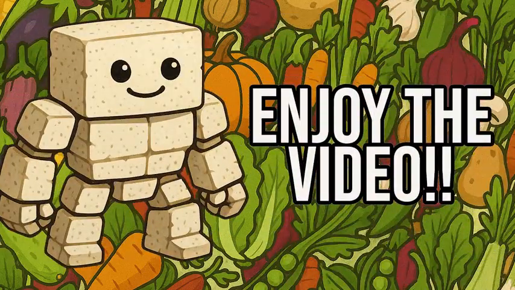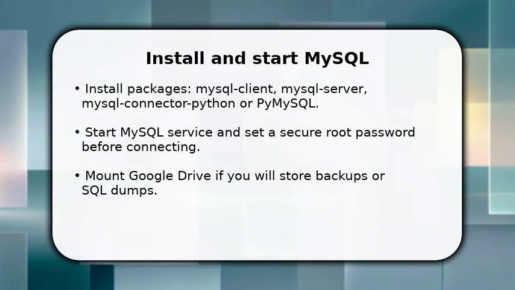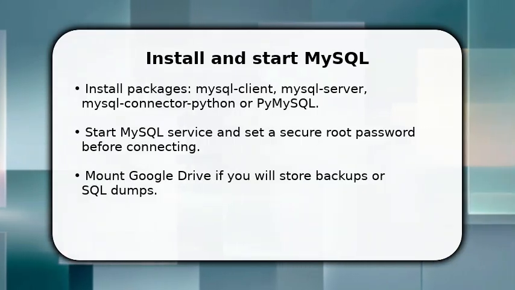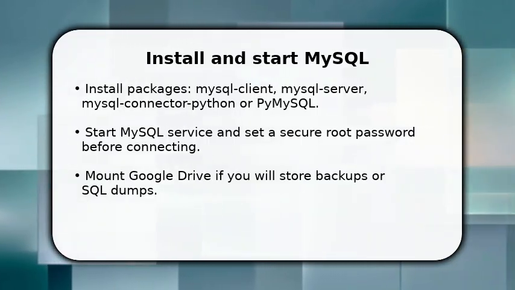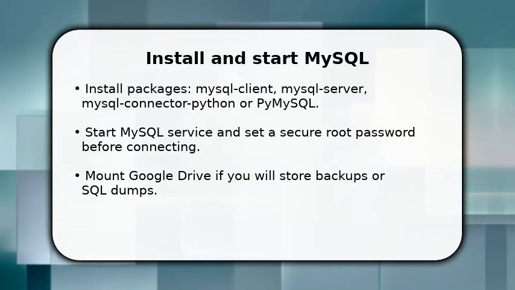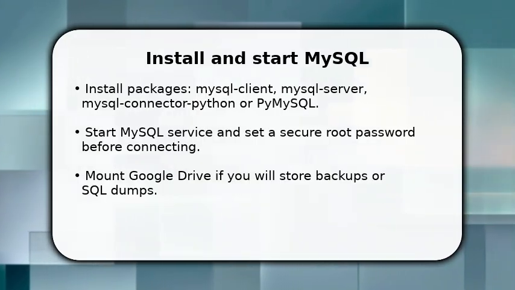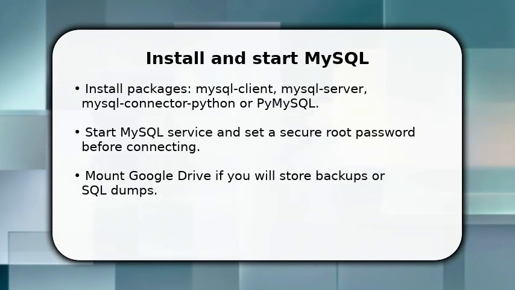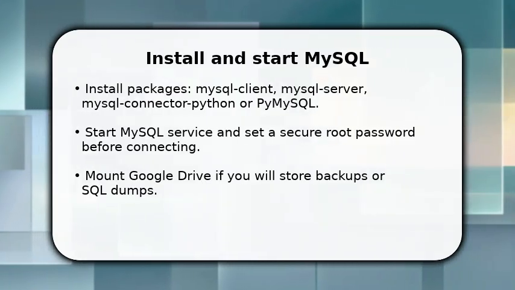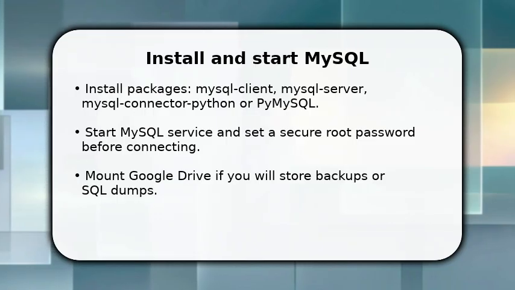Please enjoy the video. You begin by adding the tools Colab needs. Install MySQL Server and a Python connector, then start the MySQL service so it runs in the notebook. Once done, set a secure root password and create a small test database. This verifies the server is working.